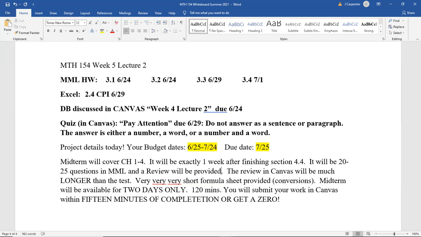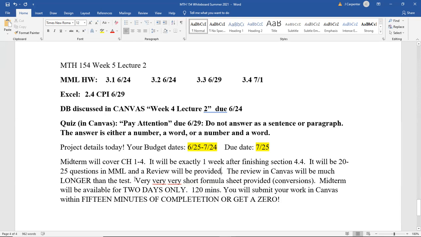Now, the review is not graded. Whether you do it or not, it will not affect your grade at all. But I do highly encourage you to do the review. I'm not making this for no reason. I'm making it available so you have a better idea of what to study.